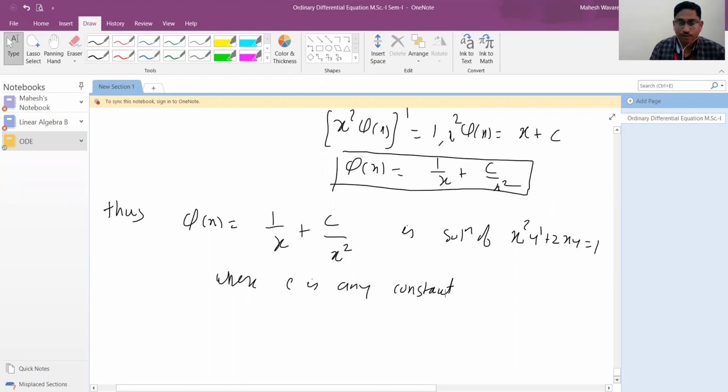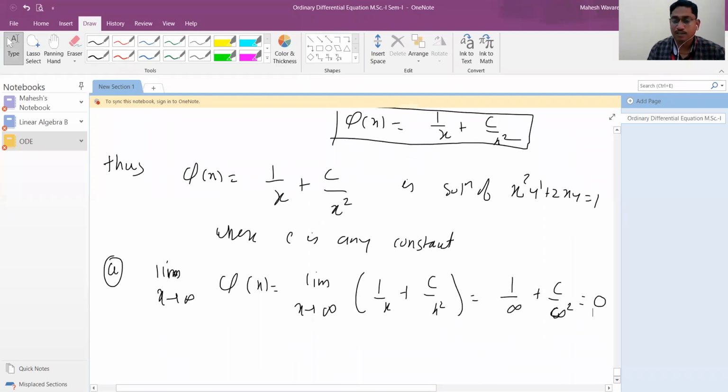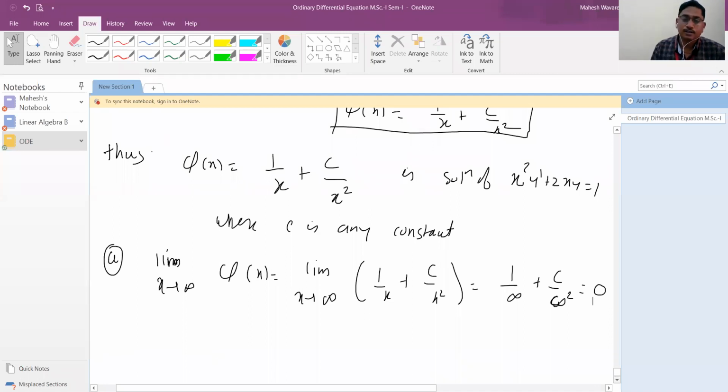Now in part A, what do we want to show? In part A, we want to show that when limit x tends to infinity, phi of x must be 0. So just calculate the limit as x tends to infinity of 1 by x and c by x square. So this becomes 1 by infinity plus c by infinity square, and infinity square is again infinity. So 1 by infinity is 0. Infinite number square is again an infinite number. So as x tends to infinity, 1 by x and 1 by x square will tend to 0.